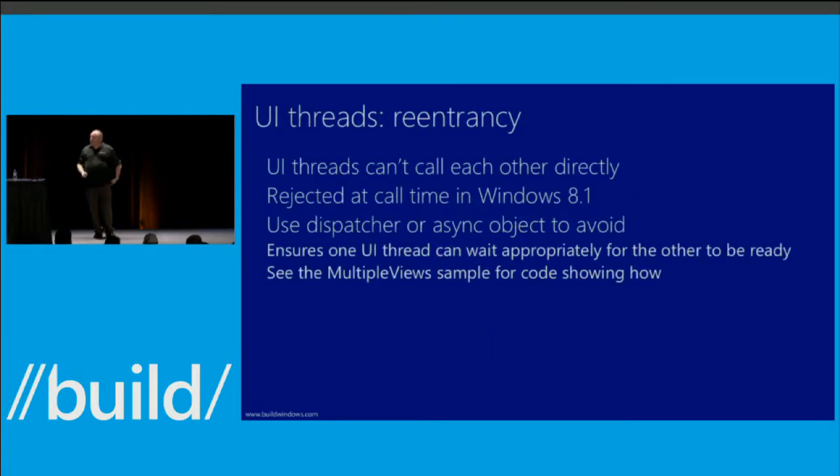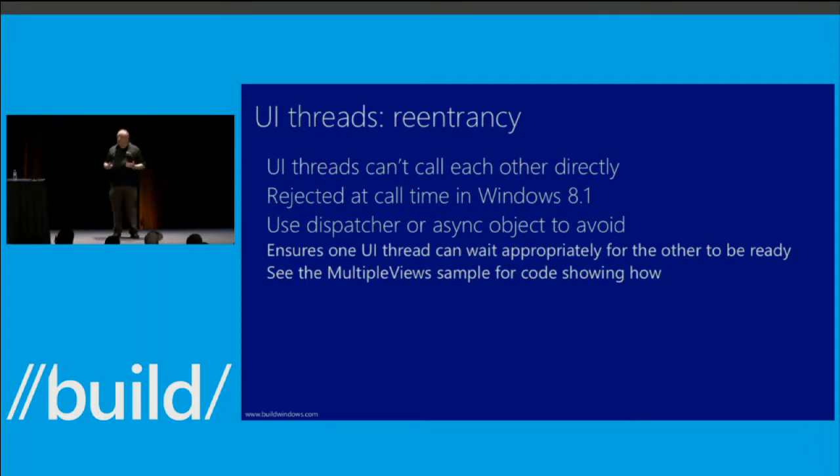OK, so they're rejected at call time in Windows 8.1. Now, how do you get around this? Obviously, you're thinking, well, it's great that you blocked my call, but my one UI thread does actually need to tell the other UI thread something important. So I have to have some way to do that. Well, it turns out that calling another thread is really like a long-running operation from the Windows Store app perspective. When you call another thread, you're saying to the other thread, hey, go do something for me, but that other UI thread might be busy doing something itself.